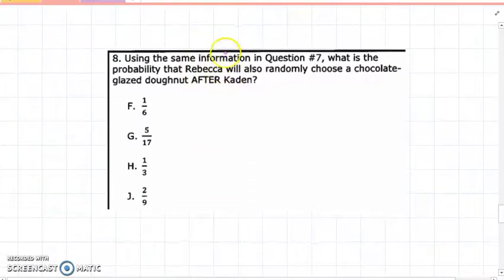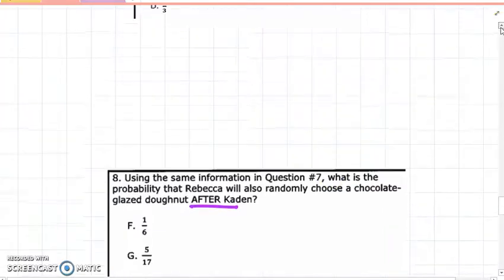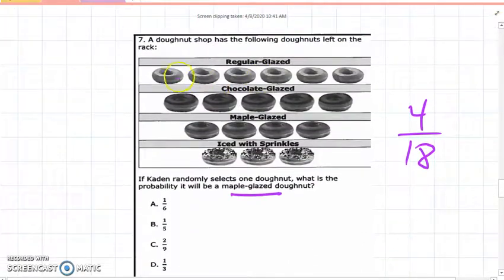Using the same information in question 7, what is the probability that Rebecca will also randomly choose a chocolate glaze donut after Karen? So that means that Karen has taken 1 donut already. So after Karen, how many are chocolate glazed? So let's put that to the column. Chocolate glaze, there's 1, 2, 3, 4, 5 chocolate glaze. That means I have 5.